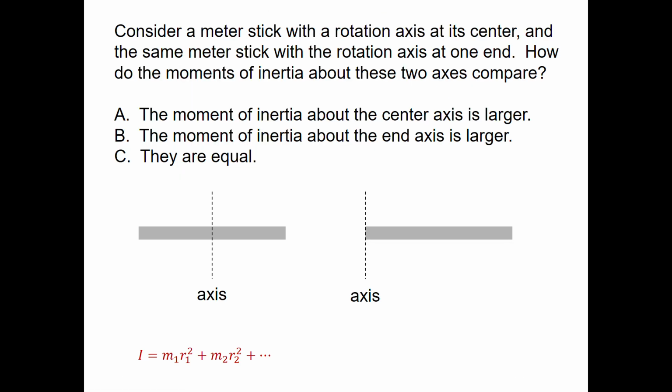Okay, let's do a few voting questions. Here we've got a meter stick with a rotation axis at the center, the 50 centimeter mark, and the same meter stick where we've fixed it so it would rotate around one of the ends of the meter stick. How do the moments of inertia of these two axes compare? In other words, the moment of inertia of this meter stick about this axis, how does it compare to the moment of inertia of this meter stick about this axis? And for your reference, I've put the formula for the moment of inertia, which we got on the last page. Think about that for a second.